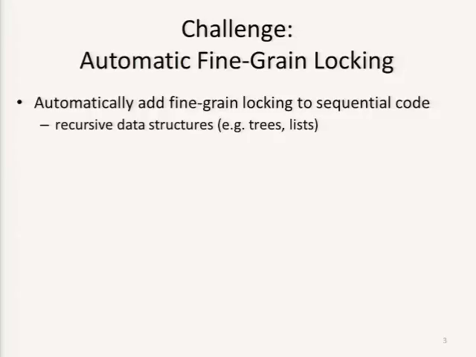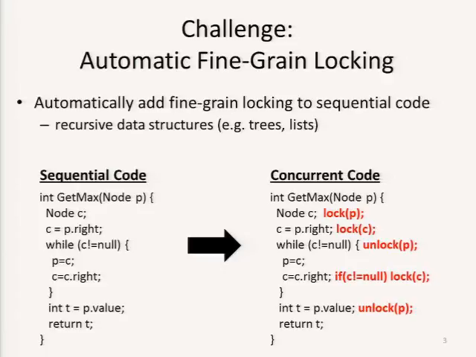Another way is to use fine-grain locking. Fine-grain locking usually provides a high degree of concurrency, but the problem is that it is very hard to understand and implement. So in this work, what we want to do, and we did, is to automatically add fine-grain locking to a data structure without synchronization. And we want to be able to handle recursive data structures like recursive trees and recursive lists. So our goal is to take code without any synchronization and automatically create an equivalent code with fine-grain locking.